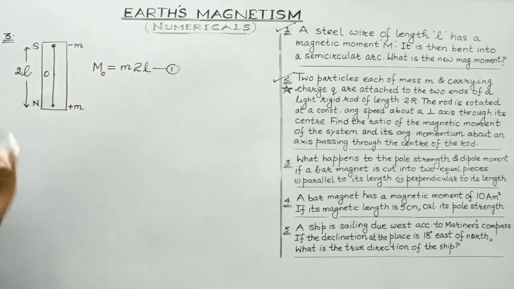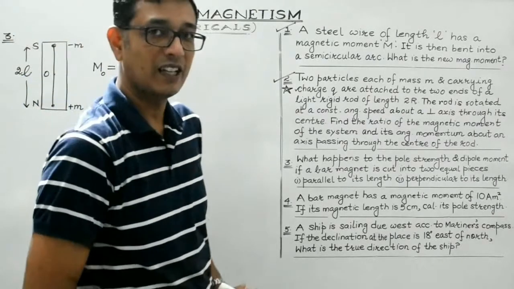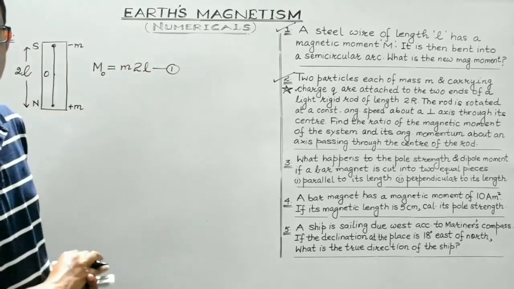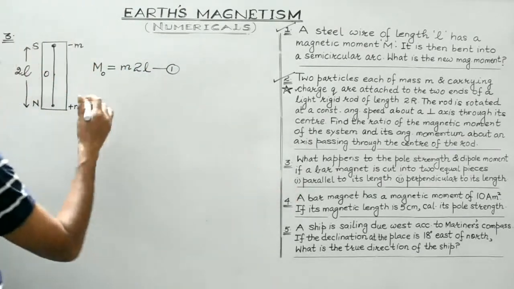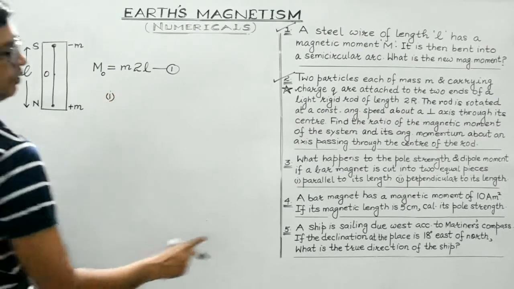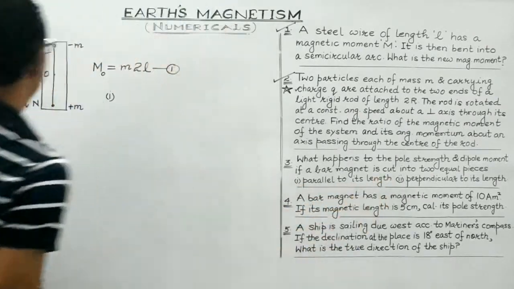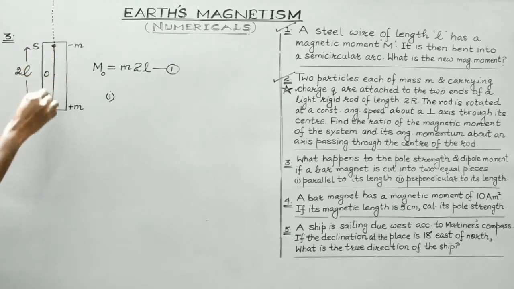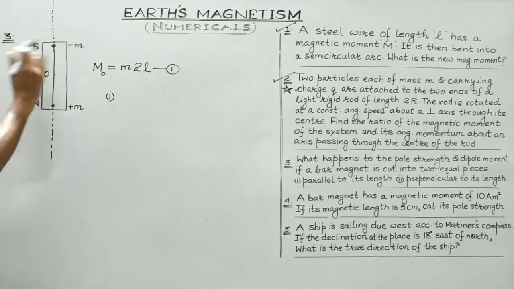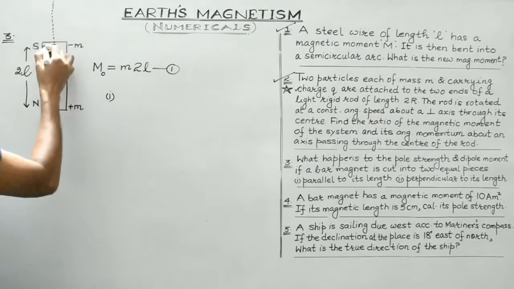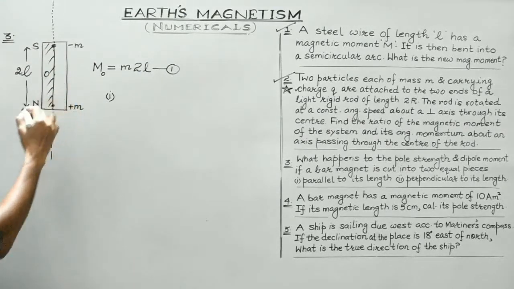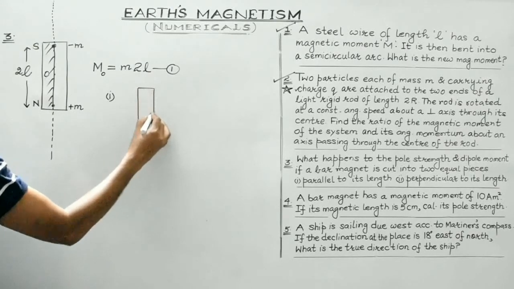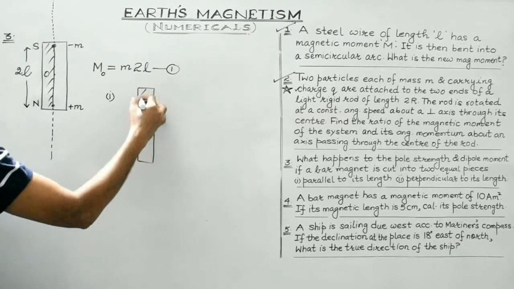So no doubt regarding this. The original magnetic moment or the dipole moment of the given bar magnet is given by this. Now let's consider the first part, when it is cut parallel to its length, like this. This is the line, and it is cut into two equal parts. So this is one of the parts. Let's consider one such part. It will be like this.